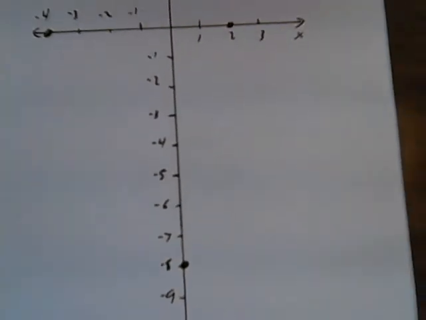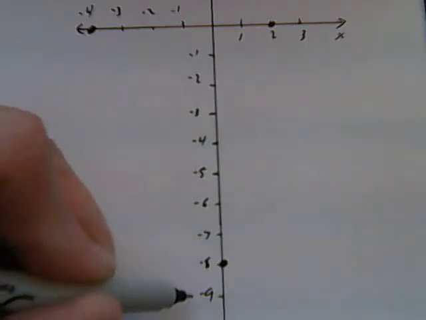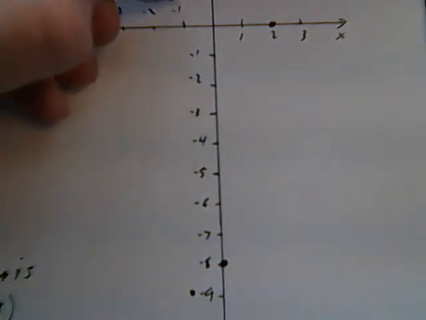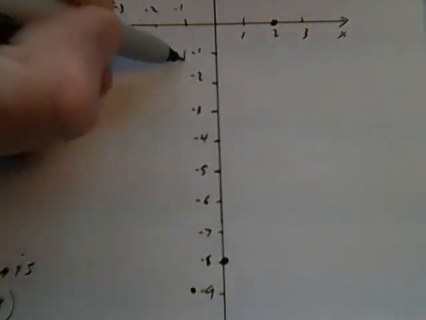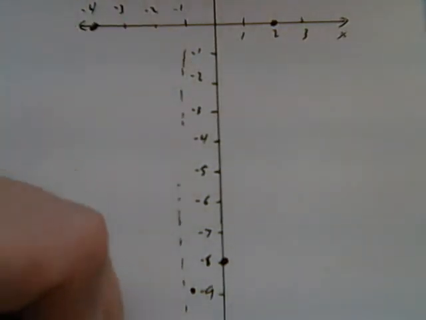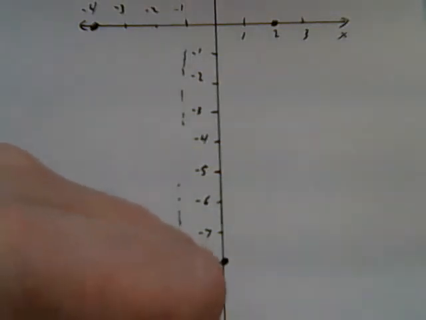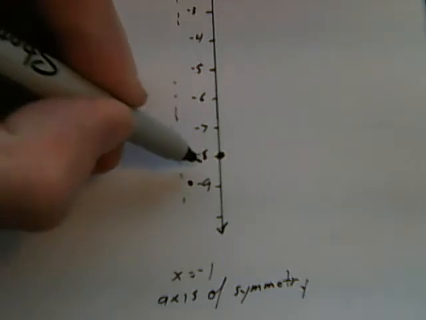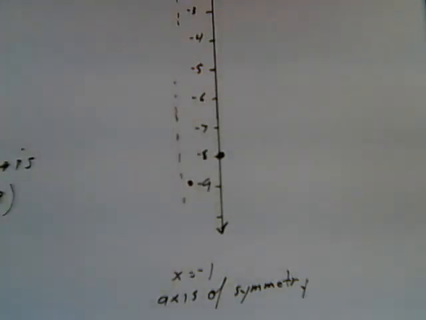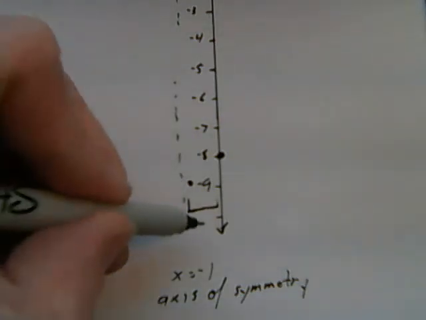So I'll go back over to my graph here. Now I'm going to go to negative 1 on the x-axis and then down to negative 9. Now, we have an axis of symmetry. The parabola is symmetrical about the axis of symmetry. That axis of symmetry goes through x equals negative 1. So that means that if I've got my y-intercept at negative 8, it is 1 unit from the x-coordinate of the vertex. So that's 1 unit there.